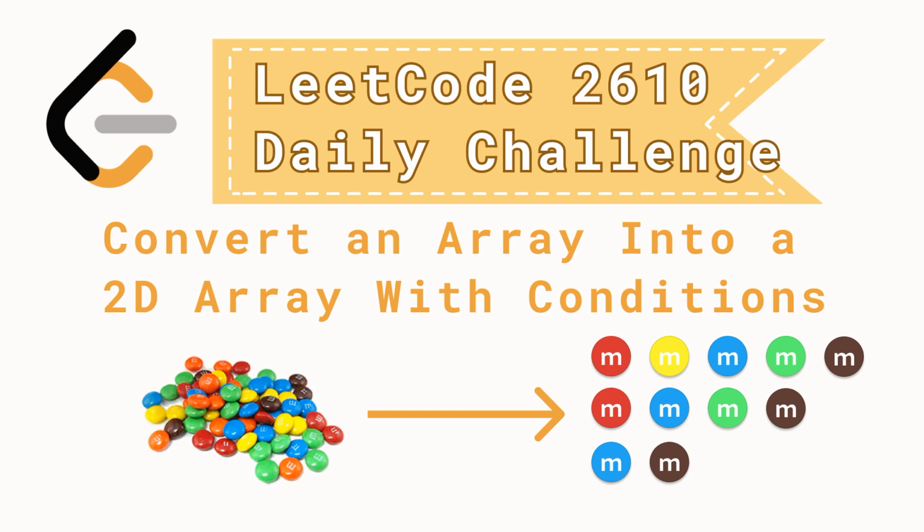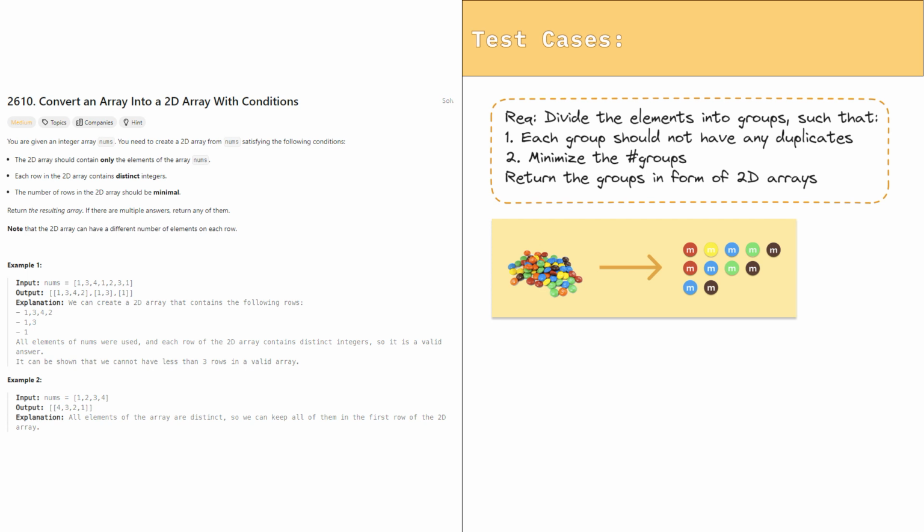Today we'll together solve the LeetCode Daily Challenge for January 2nd, Convert an Array Into a 2D Array With Conditions. This is a medium level question which practices the use of hash map. So without further ado, let's get started. Let's start by reading the problem statement on the left side of the screen.